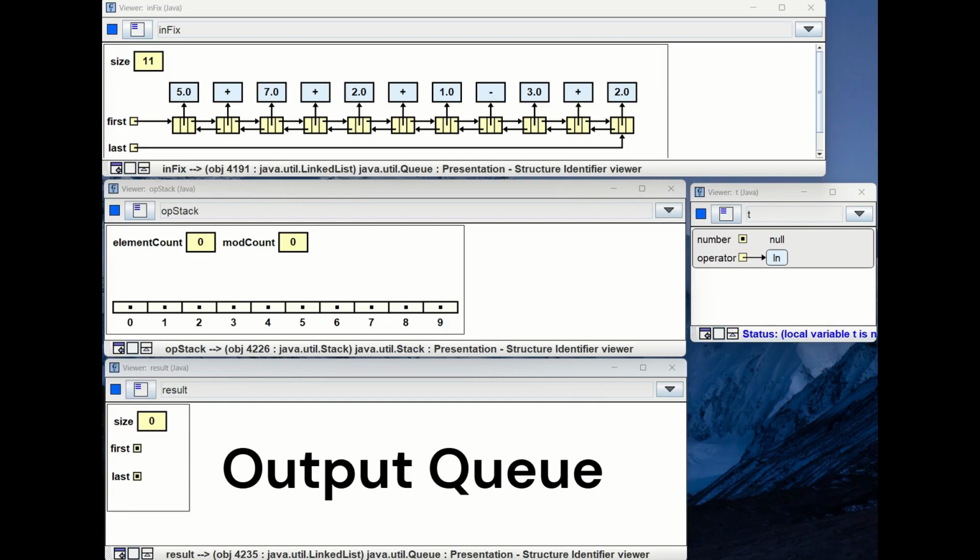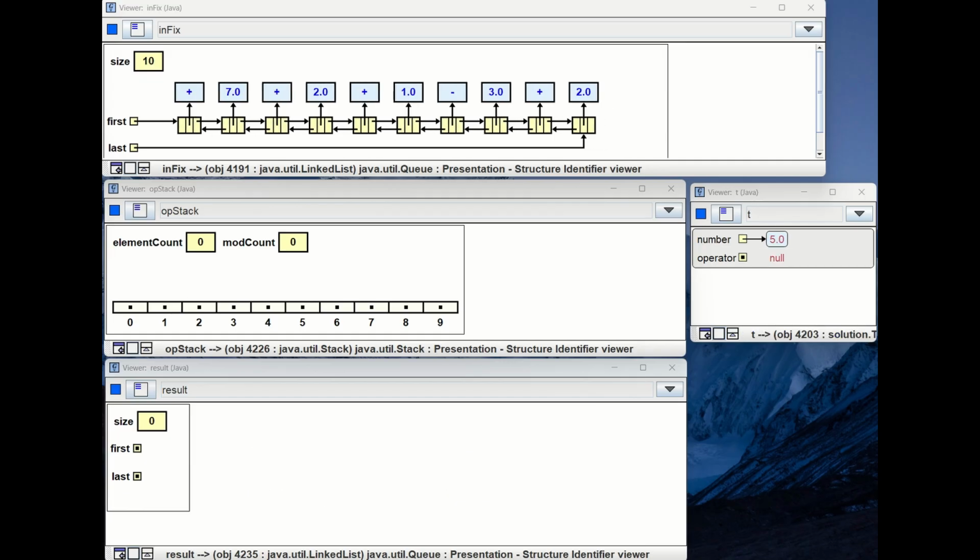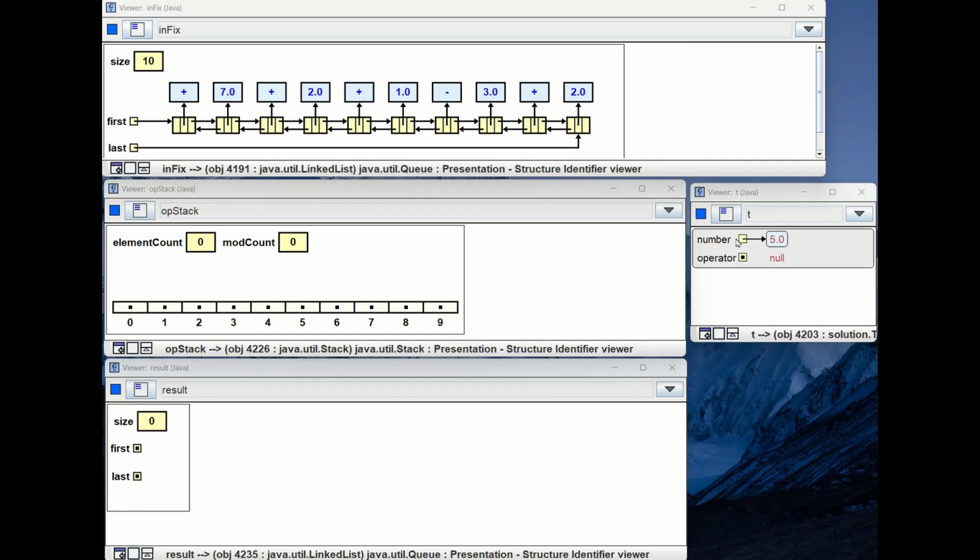So when I see the 5, I'm going to put that into my temporary token here. And so you see that I dequeued it off of my input and it has landed into my temporary. Now I have to decide what I'm going to do with it. Do I want to put it in my operator stack or do I want to enqueue it onto my queue? Well, it's not an operator, so it should be obvious that I'm going to enqueue it onto my output. So the 5 has come here.